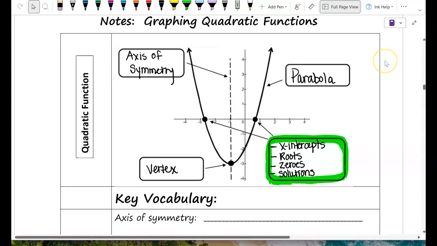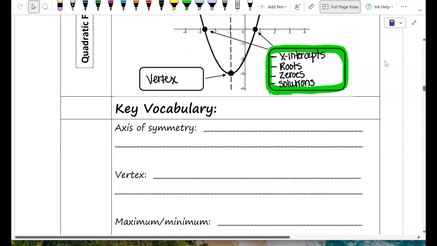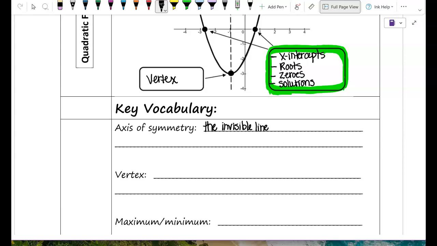All right, so again, this vocabulary, most of it is vocabulary we've already been using. Just want to make sure we have a clear understanding. So axis of symmetry. The invisible line that divides a parabola in half.